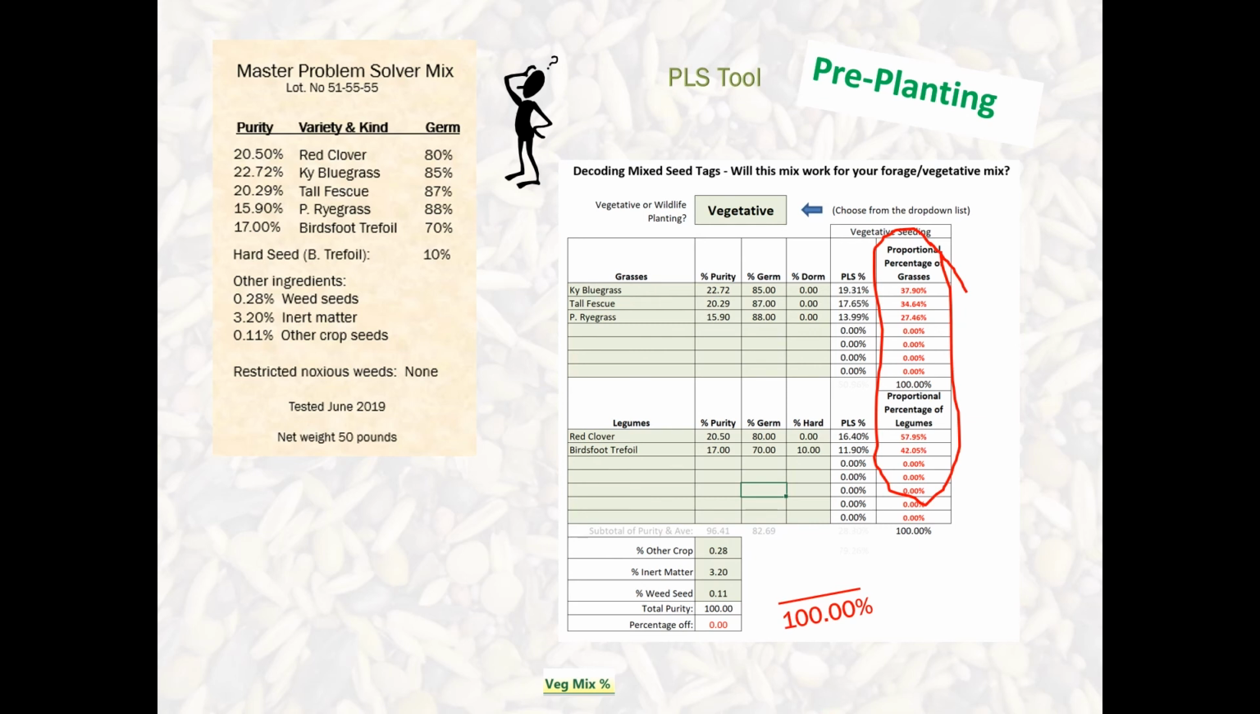Quite often, someone will come in and ask if this particular mix will work for their practice. You can use the Veg Mix Percent tab in the Pure Life Seed tool to check on it. An important thing that this does for you is the math to figure out the proportional percentage. Then you can use that percentage and plug them into the seeding calculator.